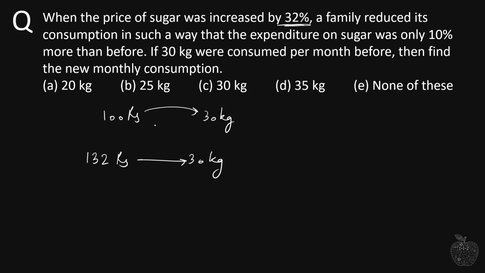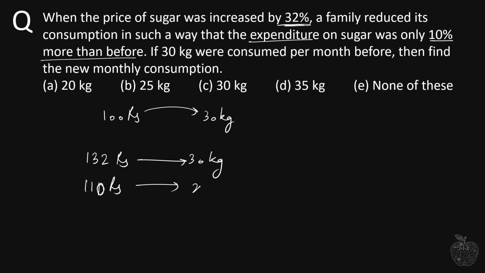But the family is not willing to spend 132 rupees. The family is only willing to increase their expenditure by 10% more than before. So before their expenditure was 100, so they are only willing to spend 10% more than this, which is 110 rupees. Okay, now they'll have to decrease their consumption.